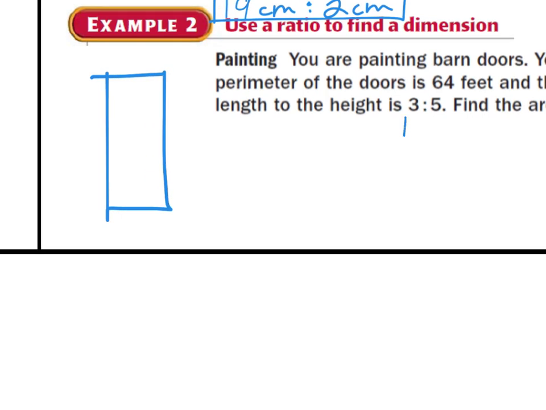So 3 is the length. It's not saying that the length is 3. It's saying that's the ratio. Since you don't know the lengths, you would have to label them. For instance, 3x, 5x, because it's 3 to 5. The height is 5. You could label that all the way around if you want.